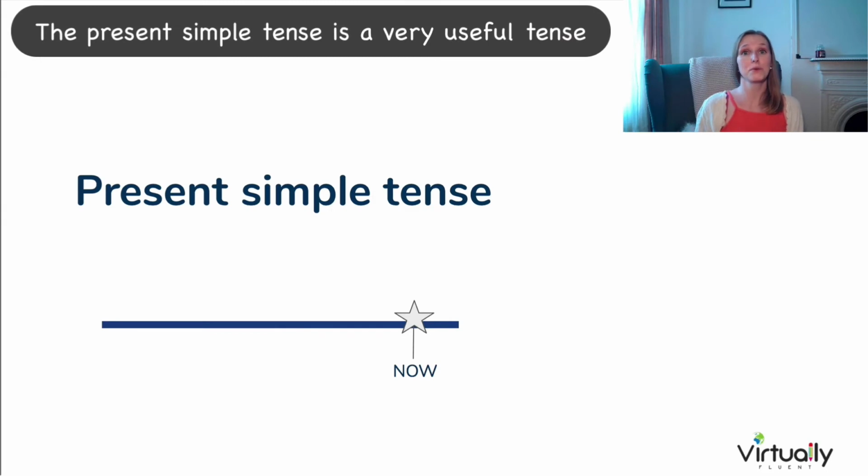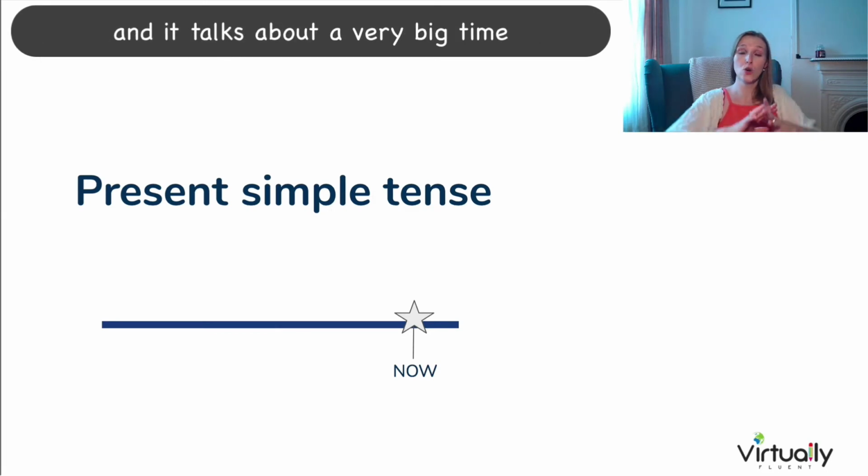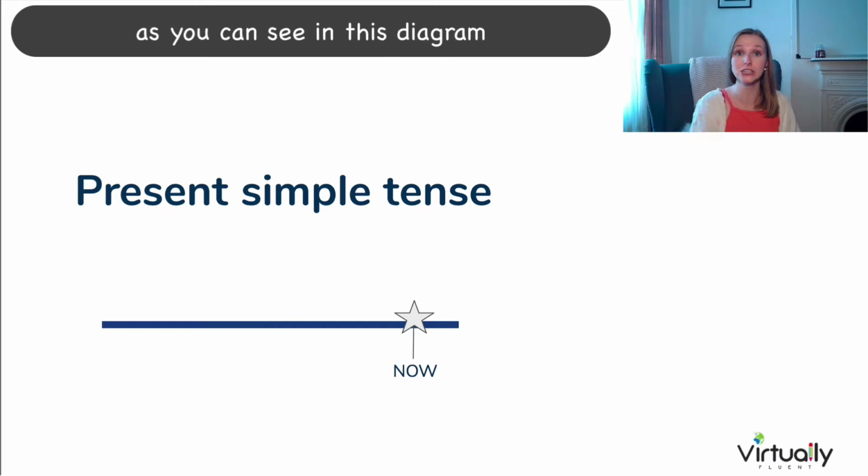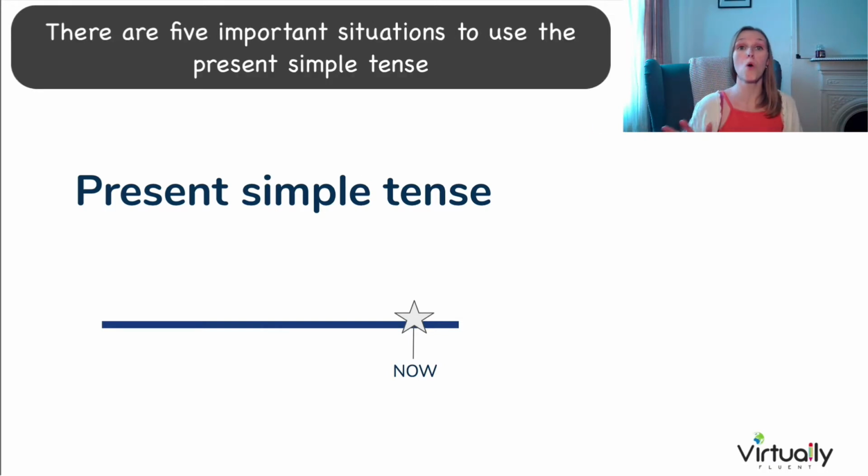The present simple tense is a very useful tense, and it talks about a very big time on the timeline of events, as you can see in this diagram. There are 5 important situations to use the present simple tense.